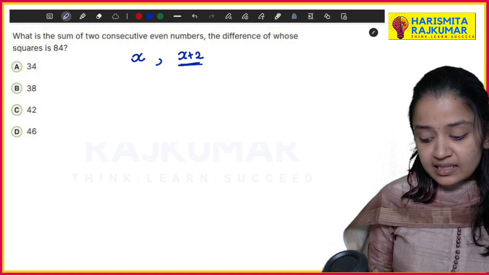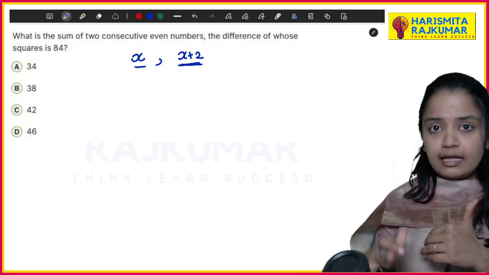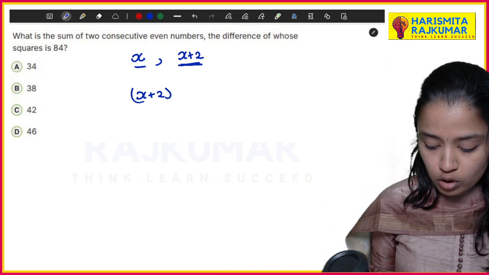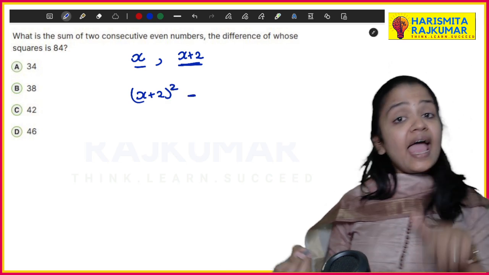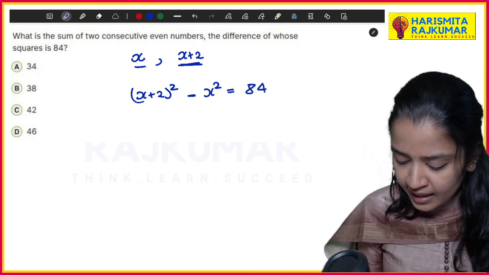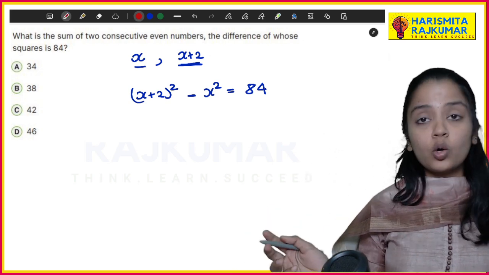So basically, this is the greater number and this is the lesser number, I mean the number which is lesser than x plus 2. So whose squares? x plus 2 the whole square minus x square. So their difference is nothing but 84. This is nothing but the a square minus b square formula. Okay, a square minus b square.